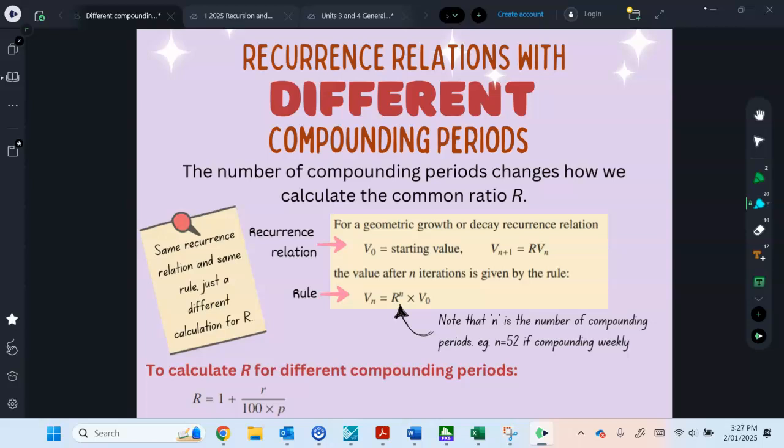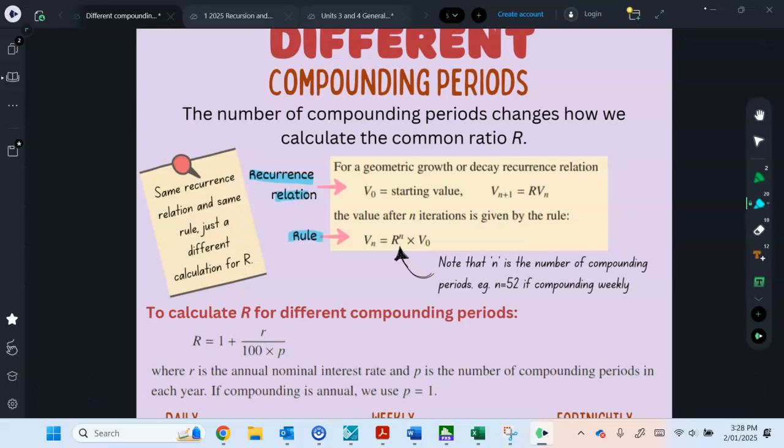Now looking at recurrence relations with different compounding periods. So I might go over this and then we'll have a look at the questions. We do have the same recurrence relation as before and the same rule. It's an example of geometric growth because we've got compounding periods. N is how many compounding periods you have. So in the past, because we've only done yearly, we just substituted in the number of years. But if you were doing weekly and for 5 years, it would be 52 times 5. So just make sure you get your value of n correct.